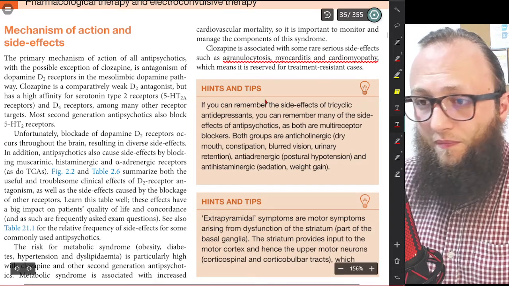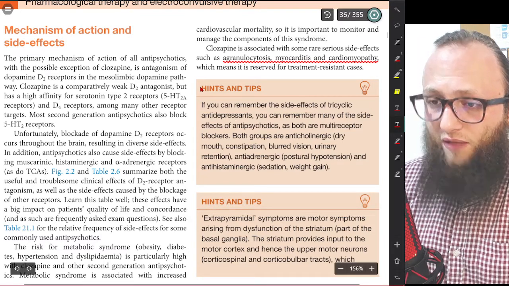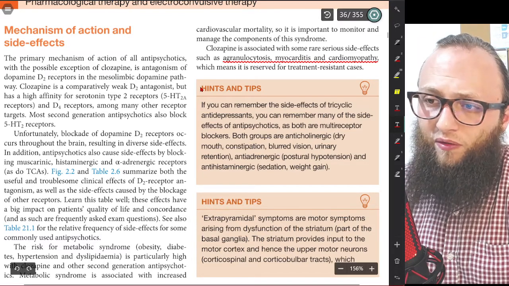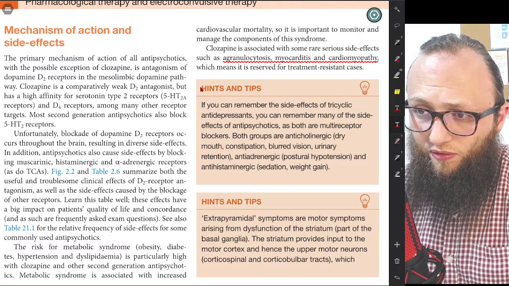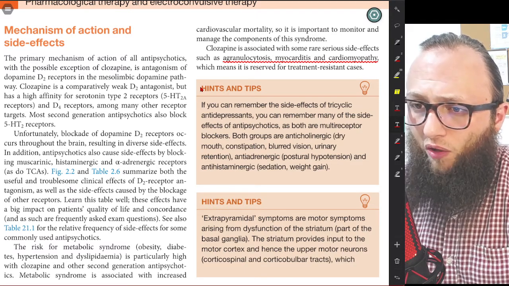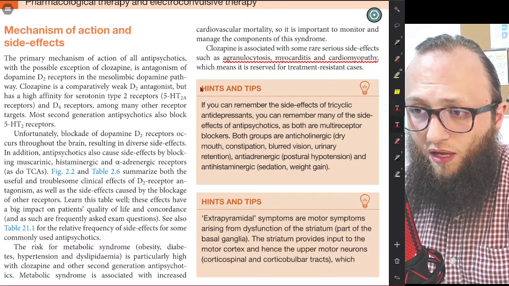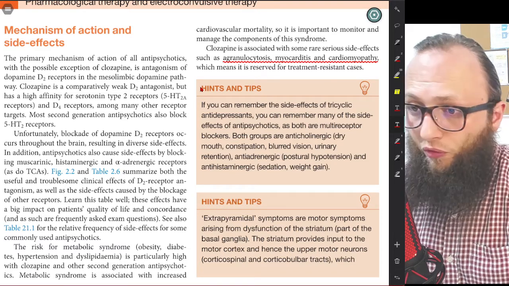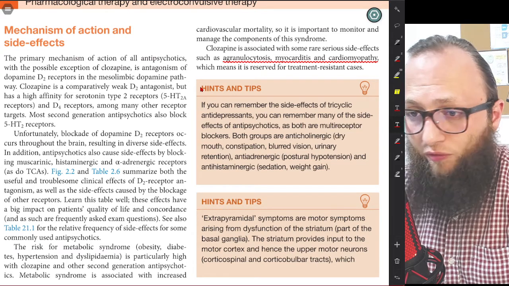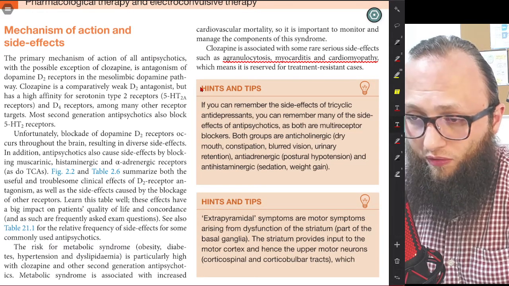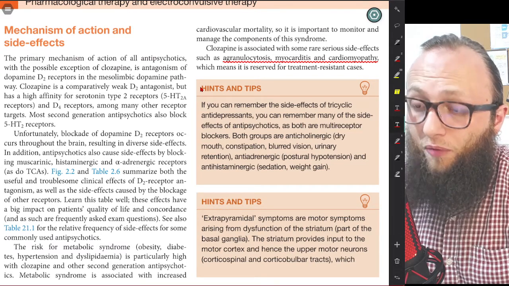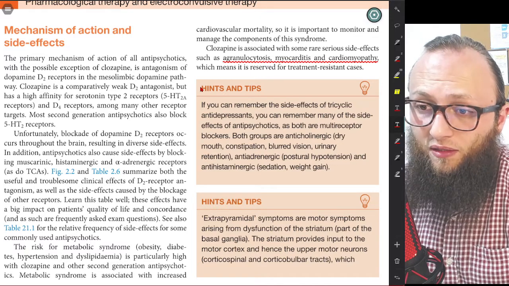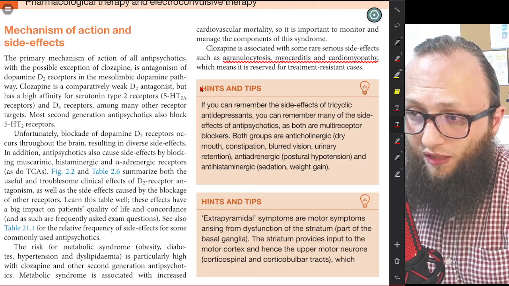Okay. Here we have some hints and tips. If you can remember the side effects of tricyclic antidepressants, you can remember many of the side effects of antipsychotics, as both are multi-receptor blockers. Both groups are anticholinergic: dry mouth, constipation, blurred vision, and urinary retention; antiadrenergic: postural hypotension; and antihistaminergic: sedation and weight gain.